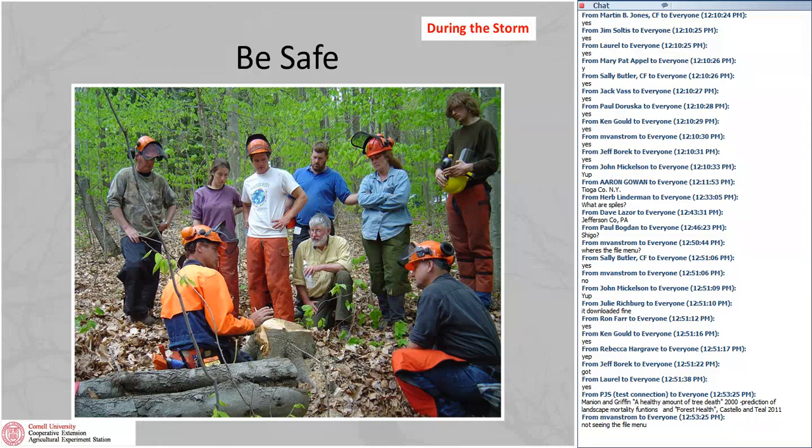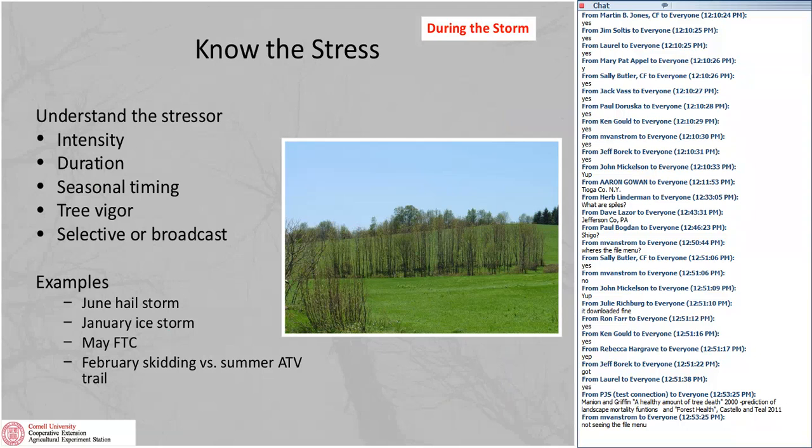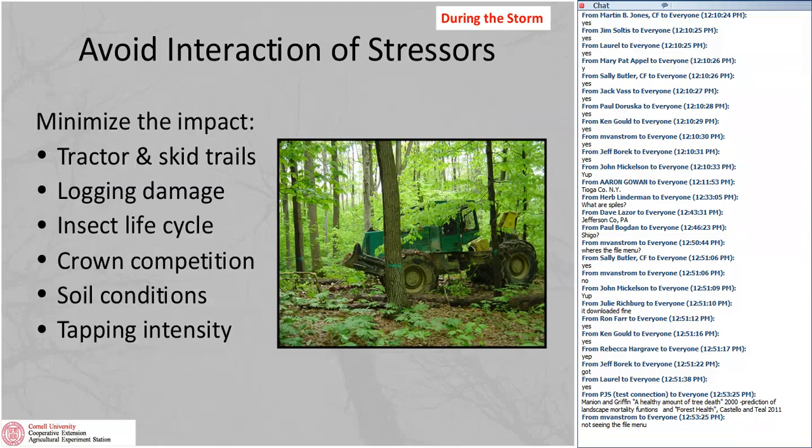Okay, so be safe during the storm. Being safe is your first priority. It's not worth dying for trees. You have to know what the stress is, be able to understand it, and describe it using the terms that we had before. And each of these, I give some examples, each of these have different characteristics of the stress. Know what that stress is because you want to be able to avoid the interaction of those stressors. So don't add insult to injury. If you have one type of stress, think about how some other activity or some other predisposing condition is going to overlap and cause you additional grief.